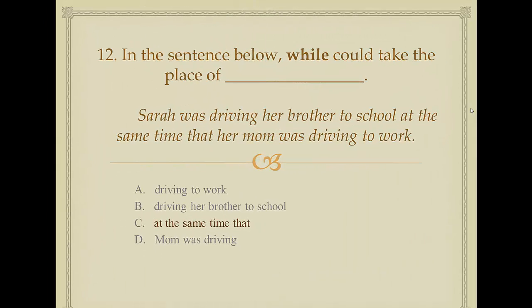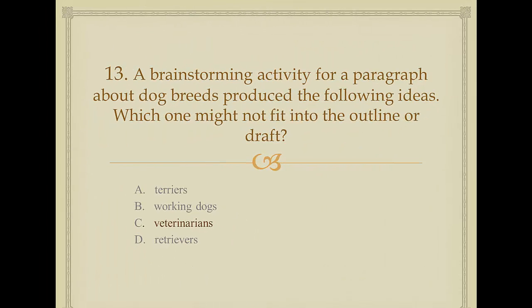In this question, the phrase in C, at the same time at, is long and wordy. It means the same as the simple word while. Pre-writing is all about coming up with lots of ideas and weeding out the ones you don't want to include in your paper. When creating an outline, ideas may show up that do not fit. In this question, clearly C, veterinarians, does not fit closely with the topic of dog breeds.